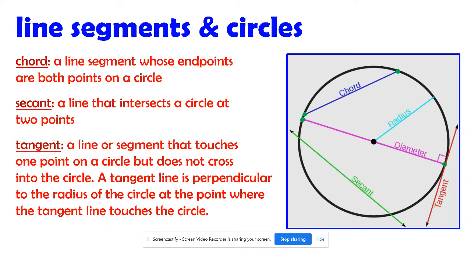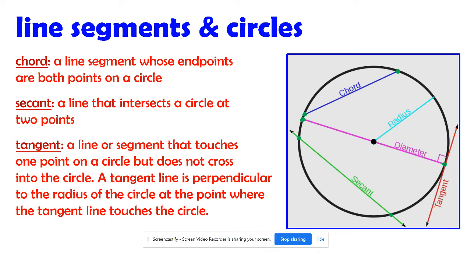A secant is basically a chord that keeps going. So a secant, it says it's a line that intersects a circle at 2 points. So in the picture here, you have this green line. It hits the circle here and then down here, but then it keeps going in both directions. And a lot of times you'll see that with the secant.